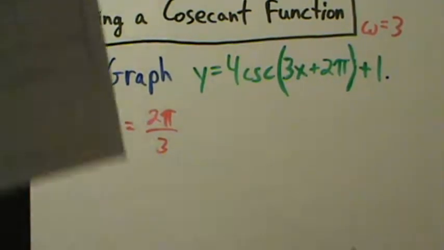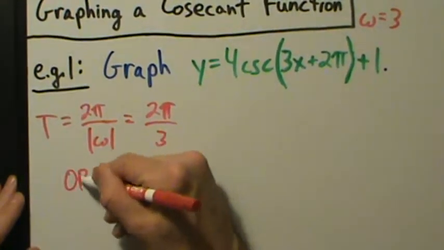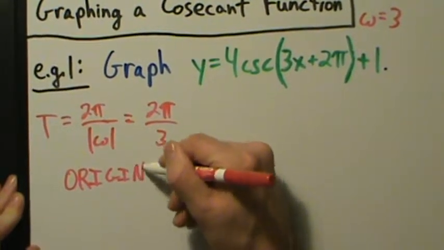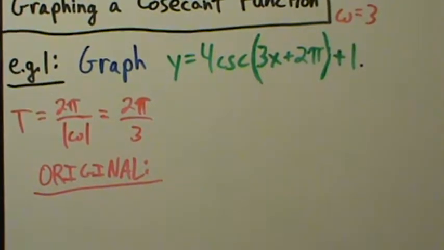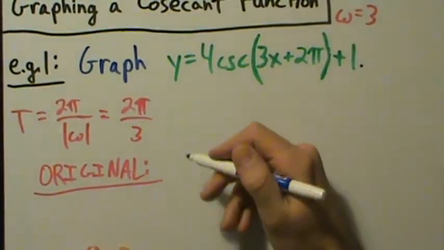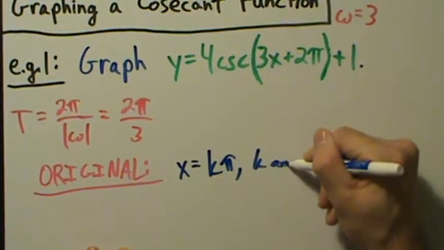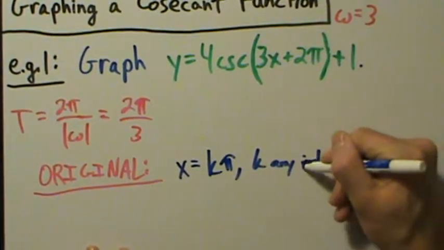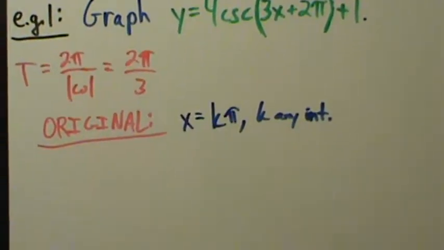Now for the rest of step 1, find the general equation of the vertical asymptotes. Let's do it like we've always been doing it. First we say original, as in the original general equation of the vertical asymptotes for plain old y equals cosecant of x. For y equals cosecant of x, the general equation of the vertical asymptotes is x equals k pi, where k is any integer, and we explained that in an earlier video on finding the vertical asymptotes for functions like this. So this is what we use.